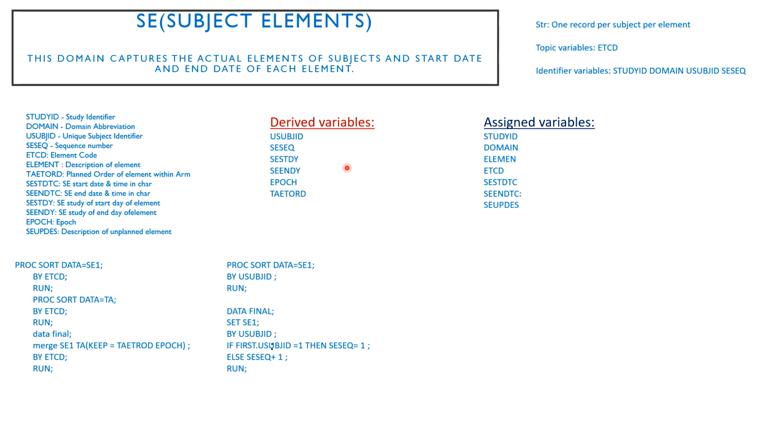In these variables, the derived variables will be unique subject ID, sequence number, start study day, end study day, epoch, and trial element order.